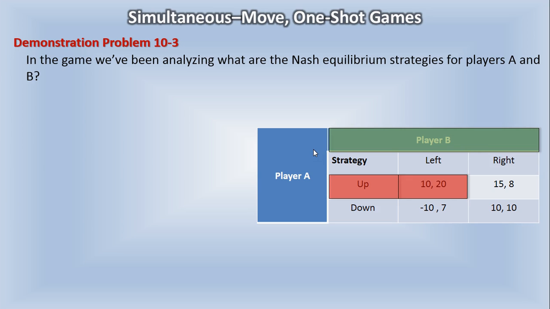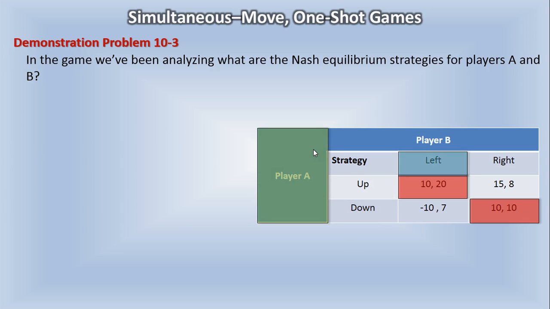In response to player A choosing up, player B can either play left or play right. Obviously, player B would choose to play left. In response to player A choosing down, player B, again, could choose left or right. Player B would choose right. Taking the perspective of player A then, in response to player B playing left, player A could choose up or down. Obviously, up is better, so she would choose up. And in response to player B choosing right, player A could choose up or down. And again, based on the payoffs, player A would choose up again.